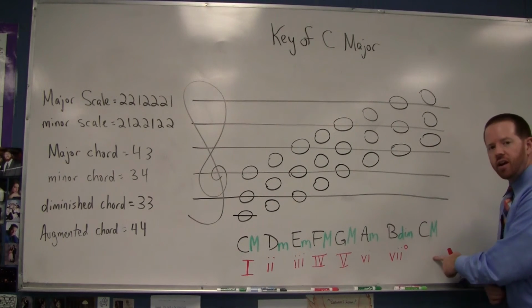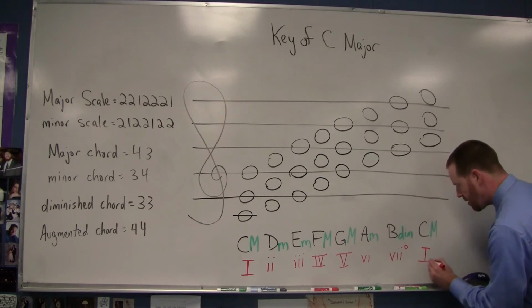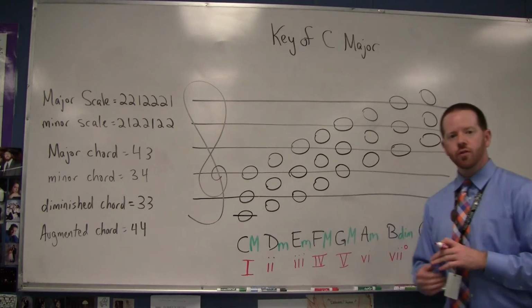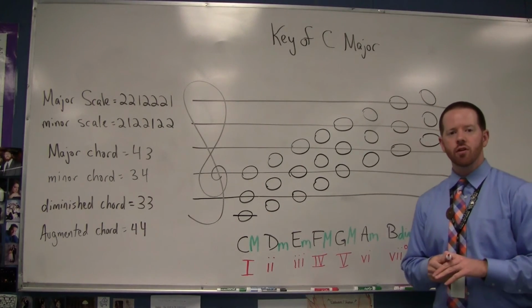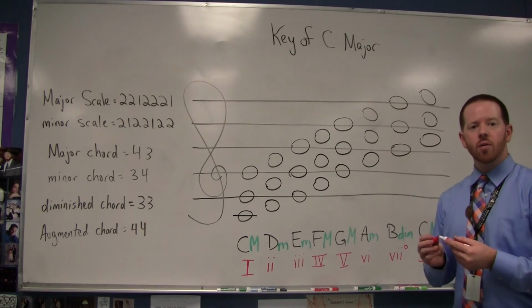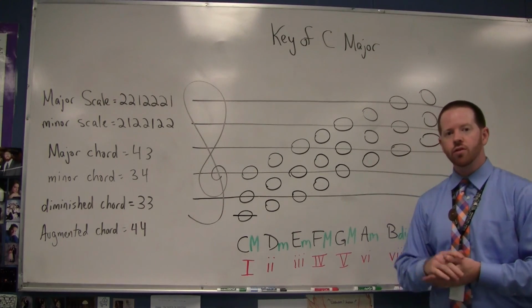And then instead of putting an 8 for this last chord, we're actually going to call it 1 again, because it functions the same in the key as the first chord we start on. So even though it's in a new octave, it still has the same function. And this is the key of C major, the most common key in music, but all keys are built the same through the same process.